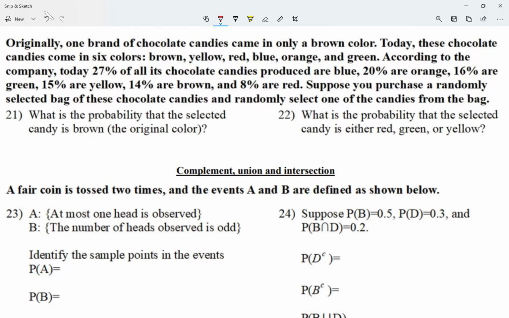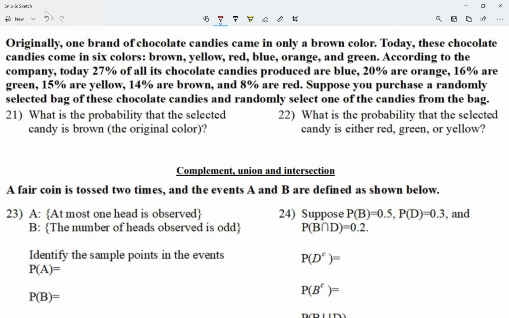Originally, one brand of chocolate candies came in only a brown color. Today, these chocolate candies come in 6 colors: brown, yellow, red, blue, orange, and green. Okay, so far what I read is there's candy that comes in different colors. Originally it was just brown, but now it comes in 6 different colors. According to the company, today, 27% of all its chocolate candies produced are blue, 20% are orange, 16% are green, 15% are yellow, 14% are brown, and 8% are red. So I see the percentages for all the different candies.